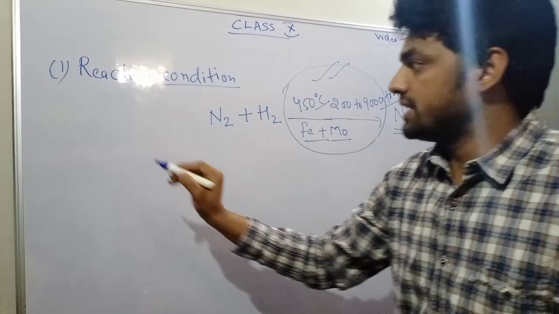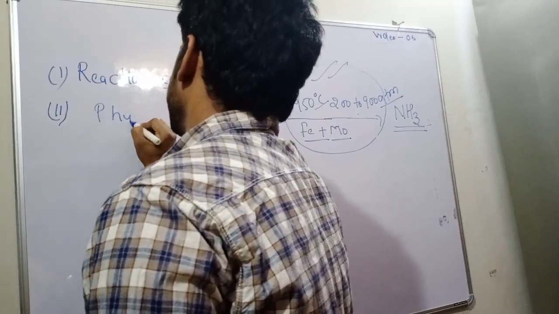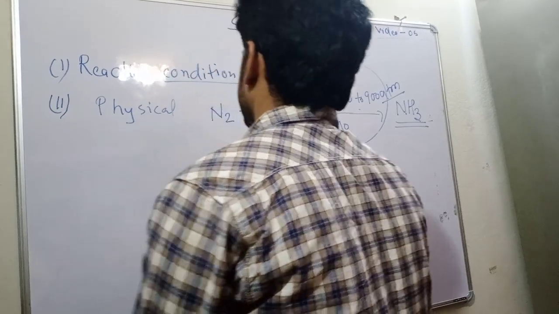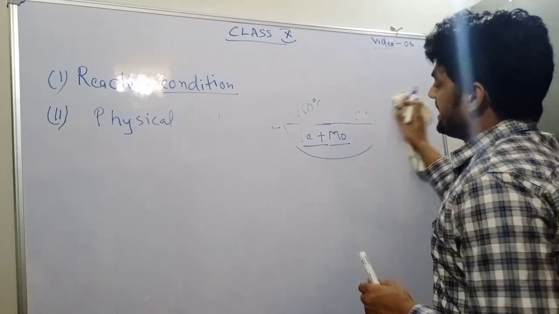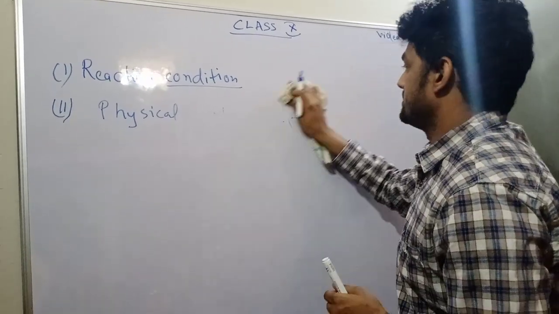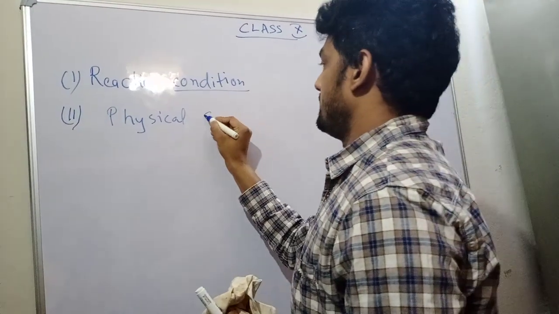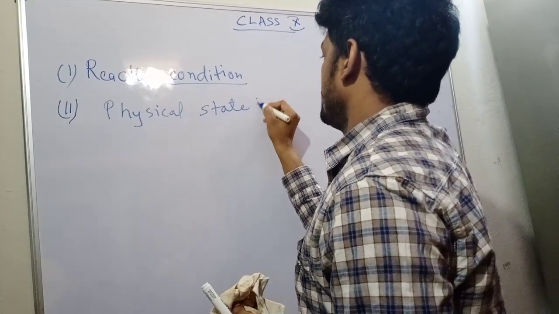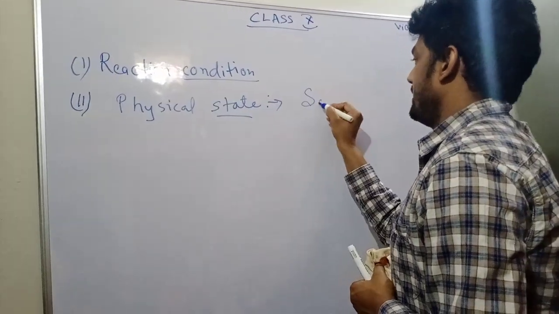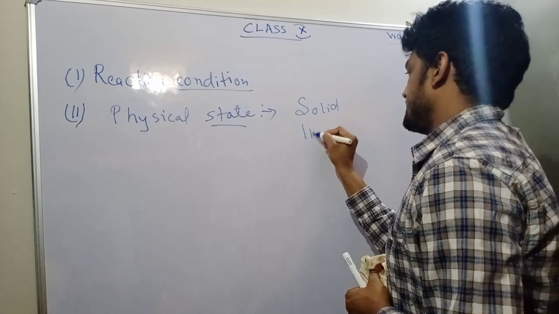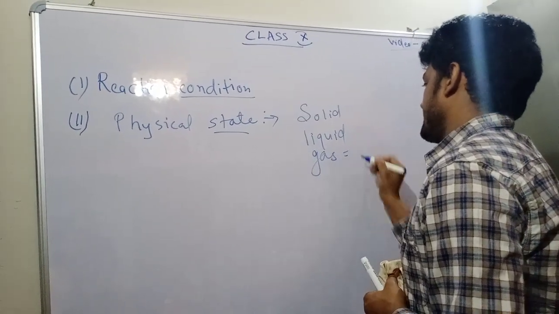Now that is the first part. Second part, physical state. The reactants or the products which are taking part in a chemical reaction, what is their state? Physical state. As we all know, there are three states of matter. That is solid, second one is liquid, and third one is gas.